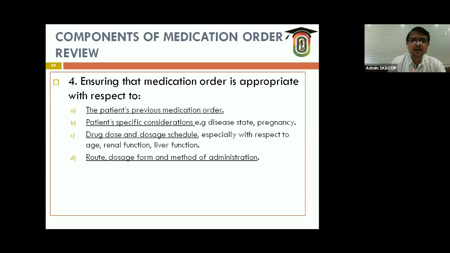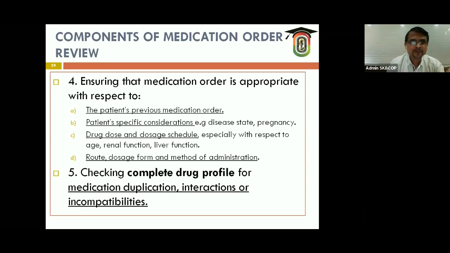अपार्ट फ्रॉम दिस, कौन सा रूट ऑफ ड्रग एडमिनिस्ट्रेशन है, कौन सा डोसेज फॉर्म है और क्या मोड ऑफ एडमिनिस्ट्रेशन है, दैट शुड आल्सो बी एंश्योर्ड बाय द क्लिनिकल फार्मासिस्ट. देन नेक्स्ट इज चेकिंग कंप्लीट ड्रग प्रोफाइल फॉर मेडिकेशन डुप्लीकेशन, इंटरेक्शन एंड इनकॉम्पेटेबिलिटीज. सो जो पूरा ड्रग प्रोफाइल है दैट शुड बी चेक्ड, ठीक है, बाय द क्लिनिकल फार्मासिस्ट.